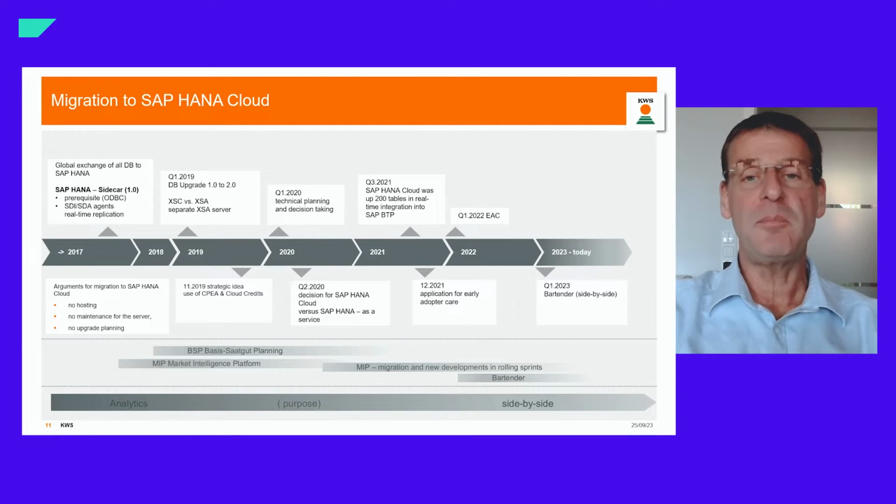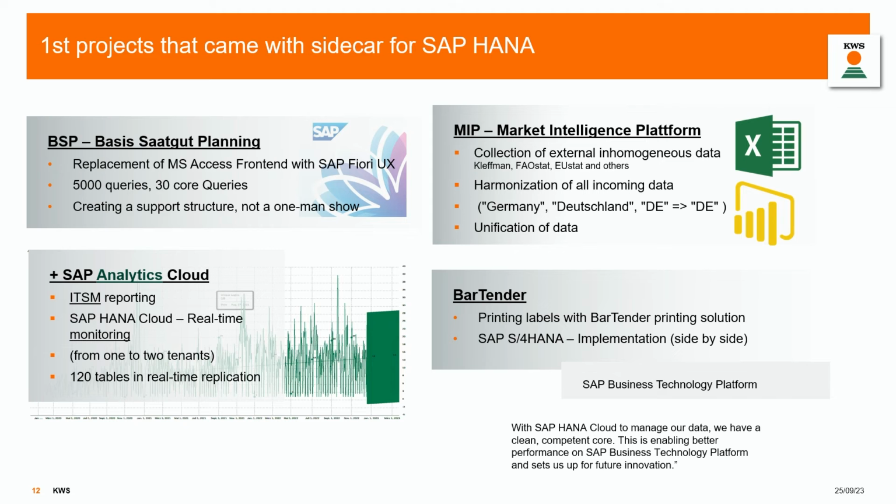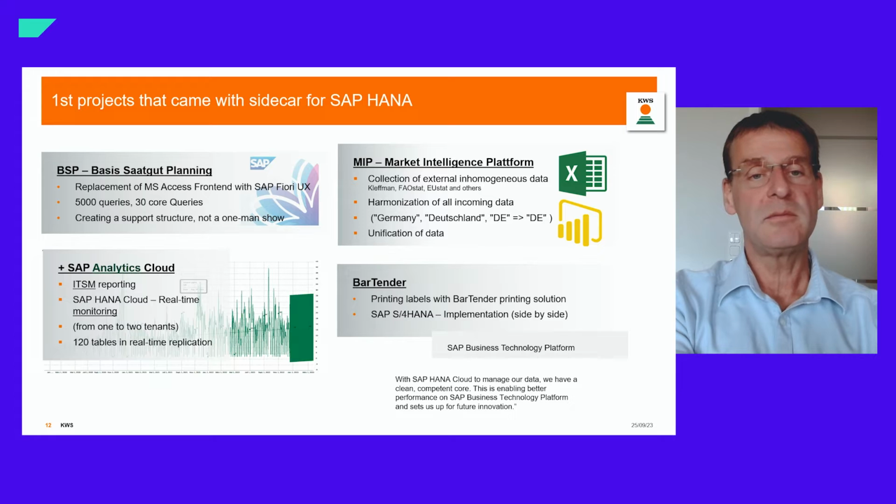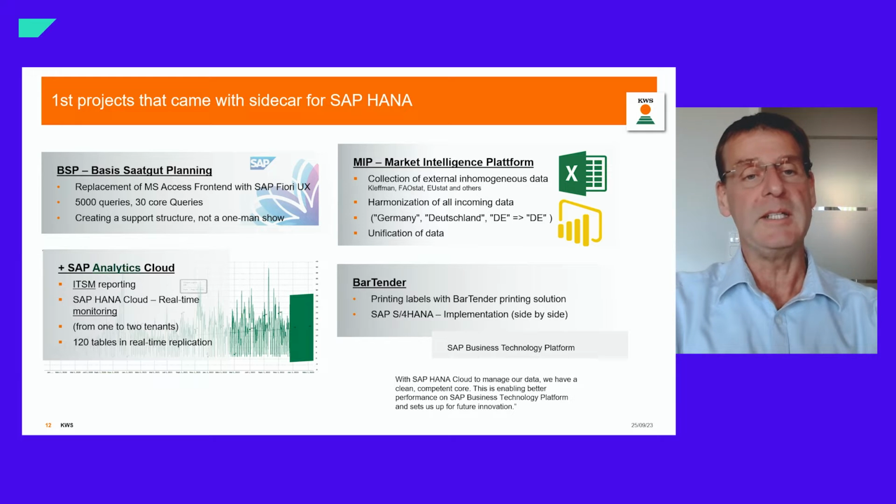That means in the first step, we could extend our MIP project. And in a second step, we could start a new project called Bartender. This Bartender project is also one of our first themes where we no longer use the HANA database exclusively for analytics items, but now we use it for our side-by-side development approach. With the HANA Cloud and with the Business Application Studio and the Business Technology Platform, we are able to follow the thought of keep the core clean.